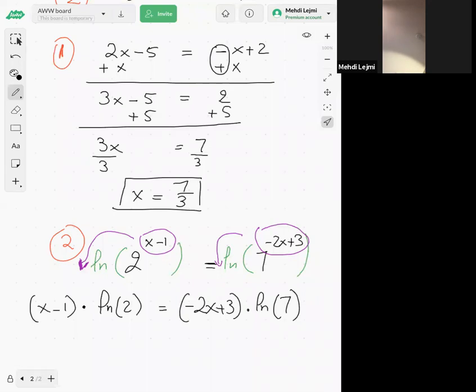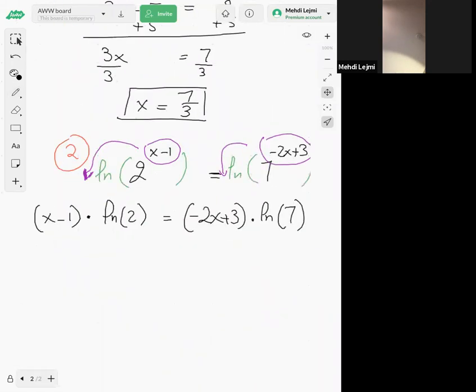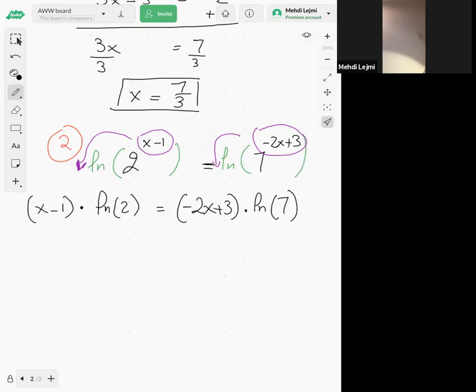and so you have to expand. On the left side, natural log of 2 is just a decimal, times x minus 1 times natural log of 2. So it's just natural log of 2. On the right side, it's minus 2 times x times natural log of 7. So it's minus 2 times natural log of 7 times x. And then there's plus 3 times natural log of 7.